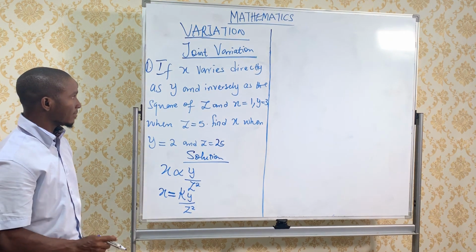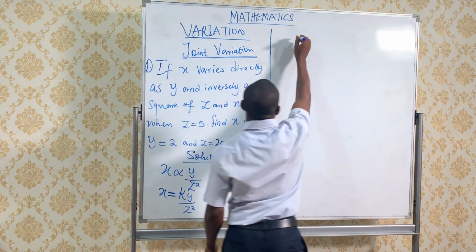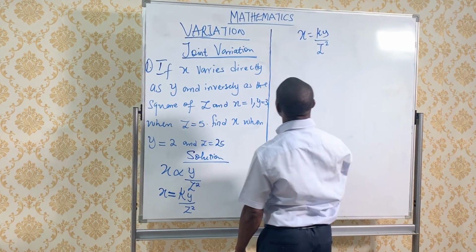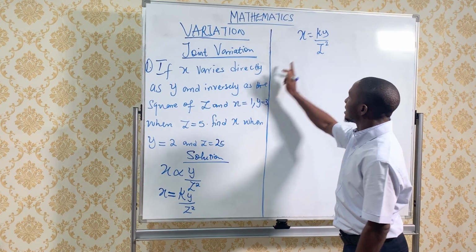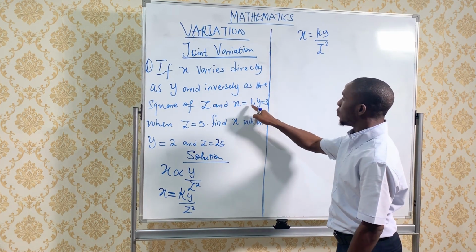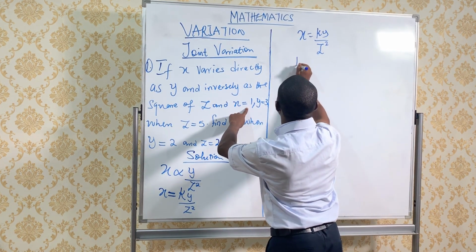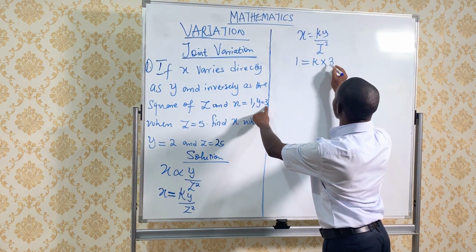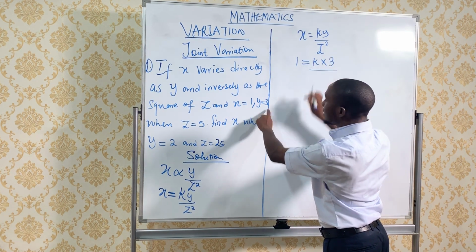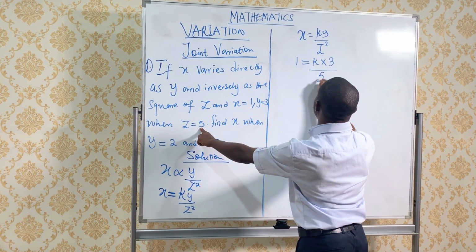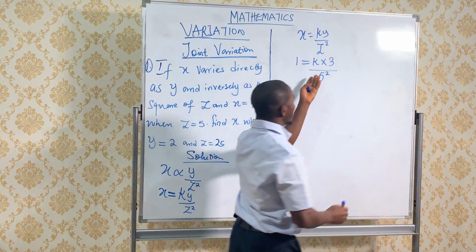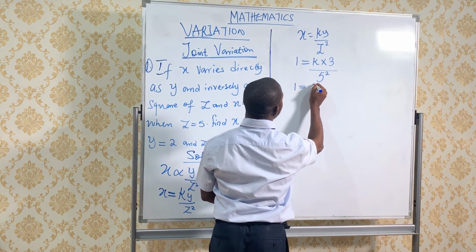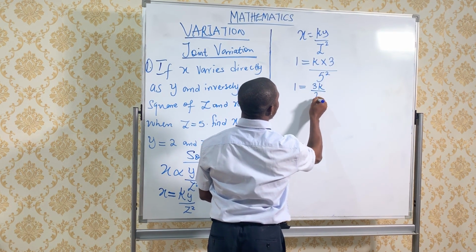Now, we can continue. If x is equal to ky over z squared and k is constant, from the given values we can get our k. We have been given that x is 1, so 1 equals k times y, which is 3, divided by z, which is 5, with a square. From here we can get our k. 1 is equal to 3k over 5 squared, which is 25.